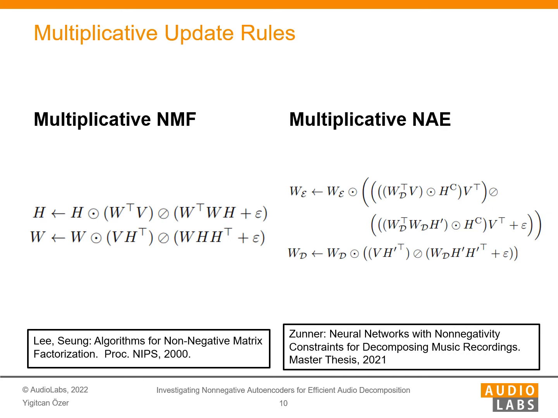Based upon this approach, Zunner derived the multiplicative update rules for non-negative autoencoders, which we call multiplicative NAE. Note that this derivation additionally involves the structured dropout for the activations, which selectively removes undesired activations. As for the multiplicative NMF, the multiplicative NAE has the property that zero-valued entries remain 0.